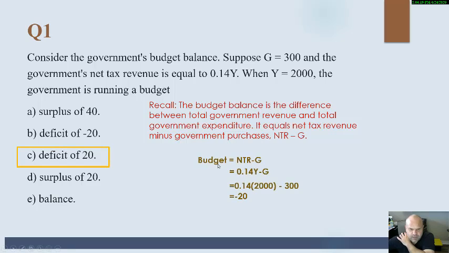How do we get that? Well, we know that the budget is equal to net tax revenue minus G. And we were told that net tax revenue is 0.14 times Y. Minus G. So we just plug in the 2,000 that we're told in the question, and we get that it's negative 20.